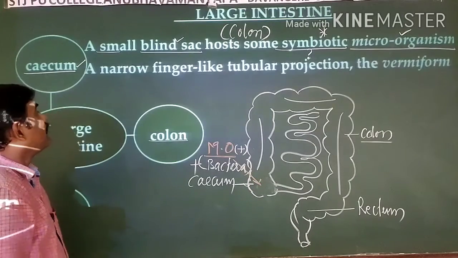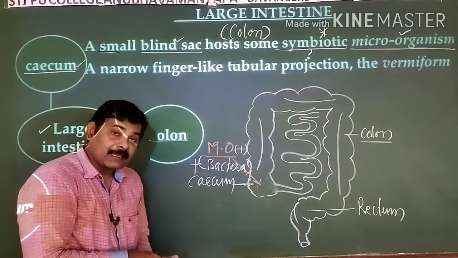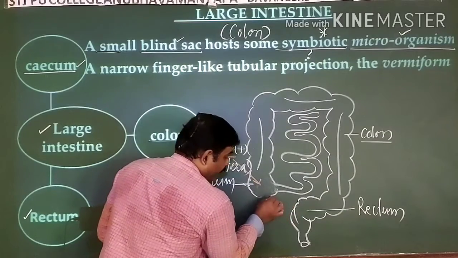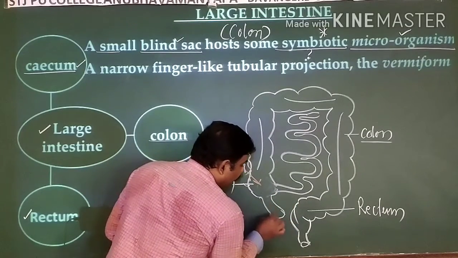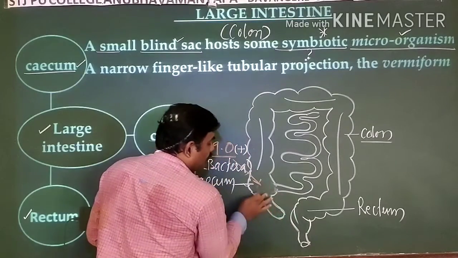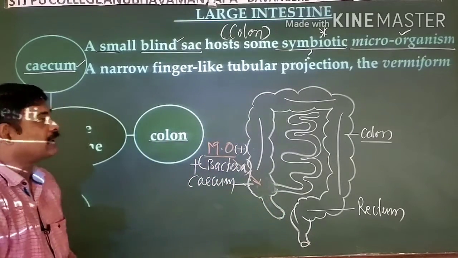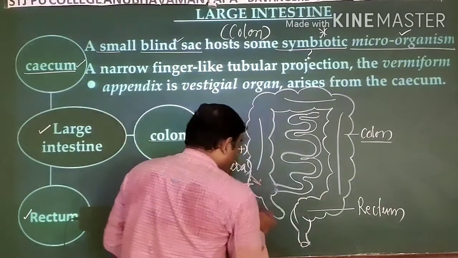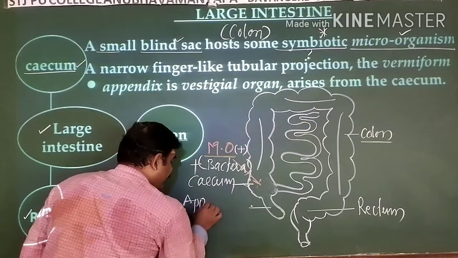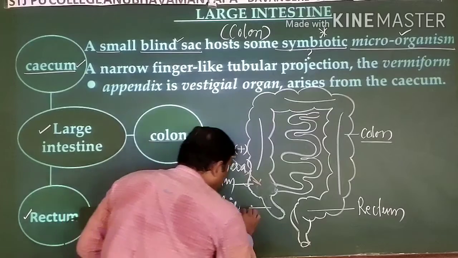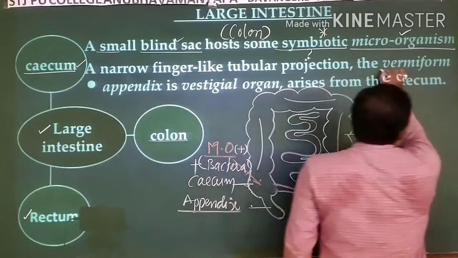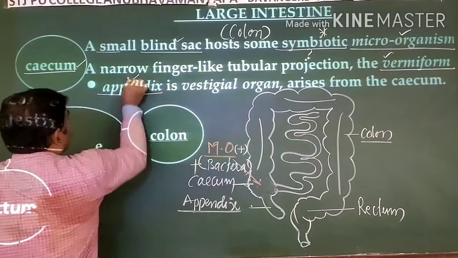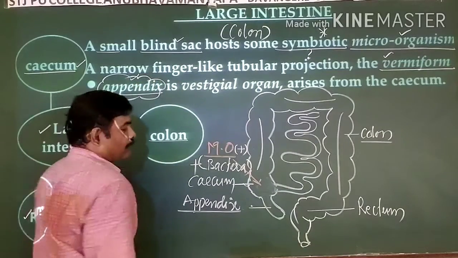One more important thing: at this area, a finger tube-like structure is present. A finger tube-like projection opens here, and this part is known as the vermiform appendix. It's a very important point. This particular form is known as the appendix, or simply we call it the vermiform. It looks like a worm, so we call it the vermiform appendix.